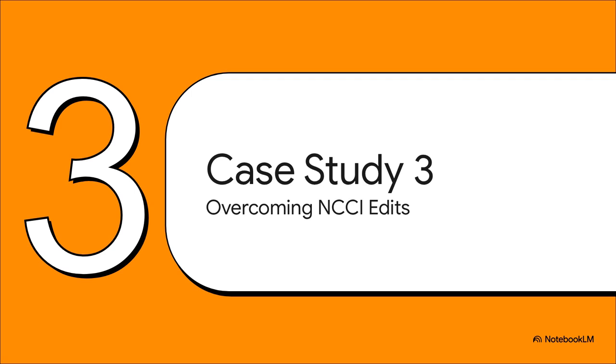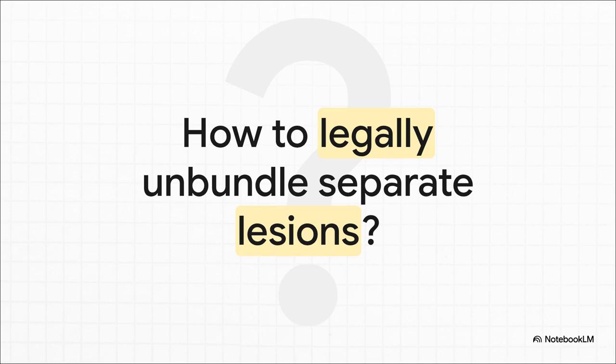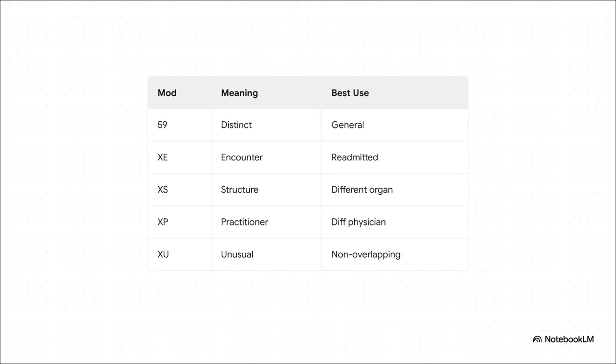Case Study 3, Overcoming NCCI Edits. Now this right here is one of the highest risk audit areas in all of medical coding. Bypassing NCCI edits legally. Improper unbundling will trigger massive audit failures. And let me tell you, the OIG heavily scrutinizes modifier 59. So, if a surgeon excises two skin lesions on completely different anatomical locations, how do you legally unbundle that edit without getting flagged? Well, while you might be super tempted to just slap on the generic modifier 59, CMS actually prefers the highly specific X subsets to prove that distinctness.